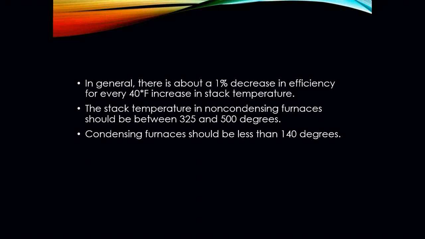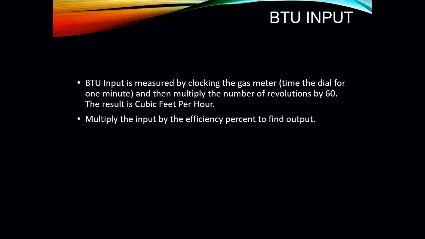The stack temperature in non-condensing furnaces should be anywhere between 325 and 500 degrees. Condensing furnaces should be less than 140 degrees. BTU input is measured by clocking the gas meter, counting the number of times the dial goes around in 1 minute, and then multiplying the number of revolutions by 60. The result is now in cubic feet per hour. So multiply the input by the efficiency percent to find the output.